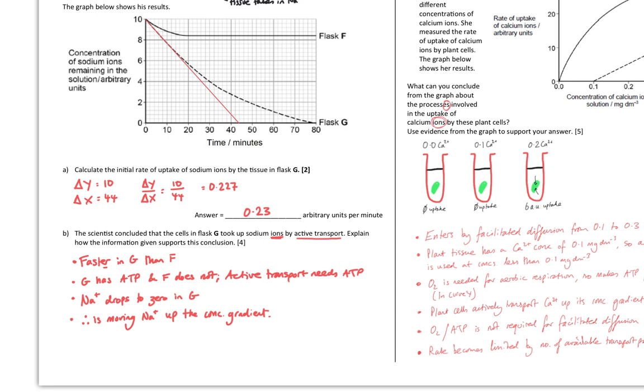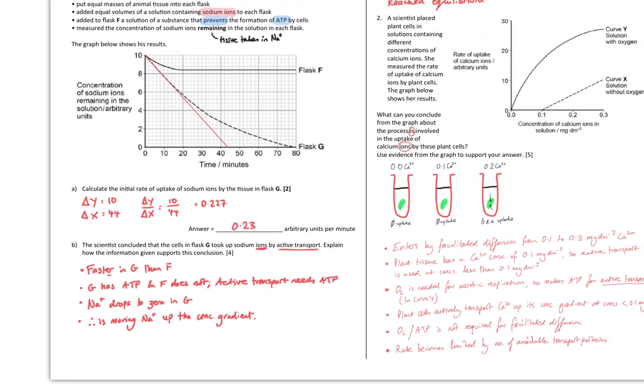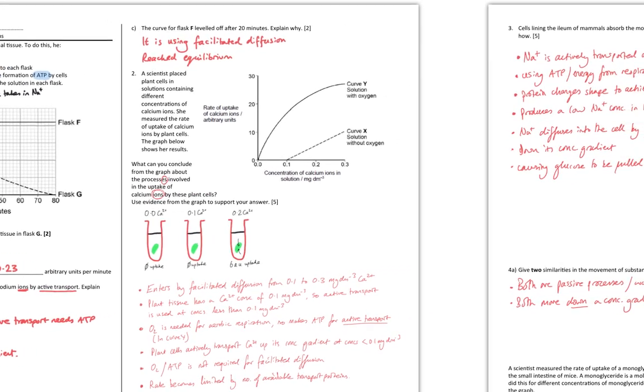And then I just put that's because it's told me that there's ATP, so there's a bit of comprehension here. G has ATP and F does not, and active transport needs ATP. And then I've also put that in flask G it's dropped to 0, and that means in G the tissue is moving the sodium ions up the concentration gradient. Again, when you look at yours, have you answered this exact question, or have you talked about other things instead? A few people were describing the graph instead.